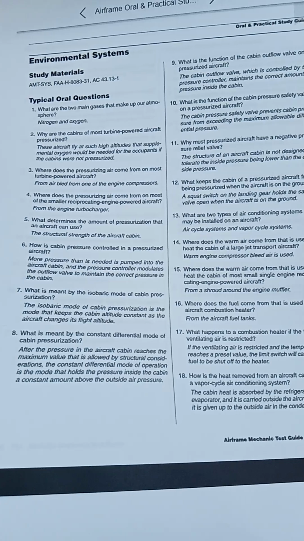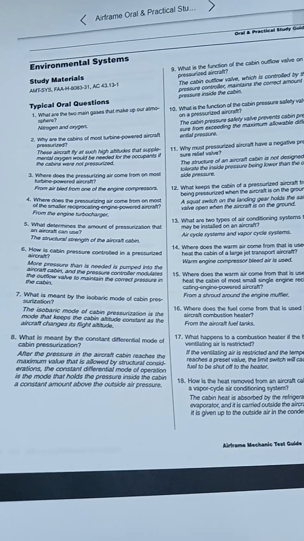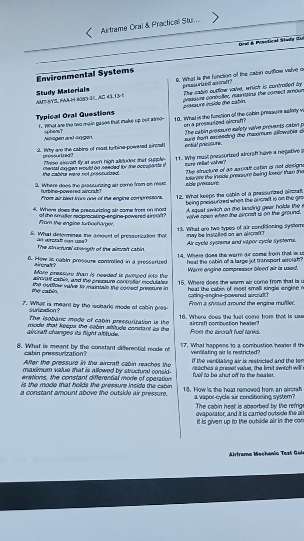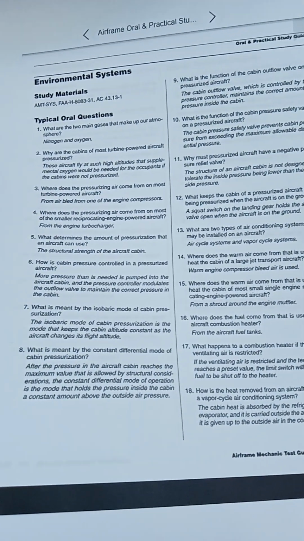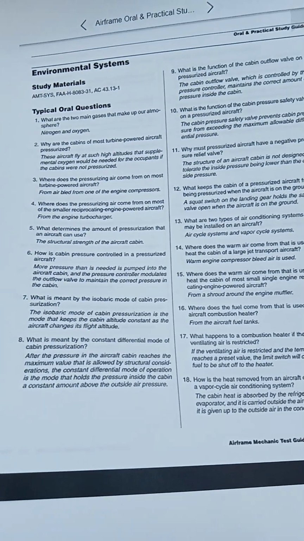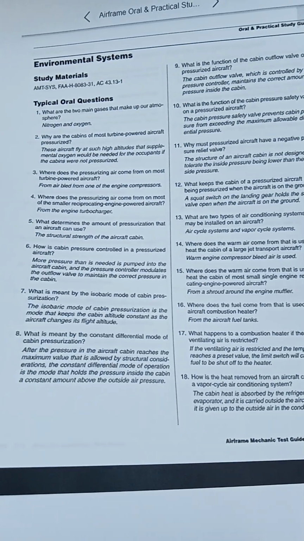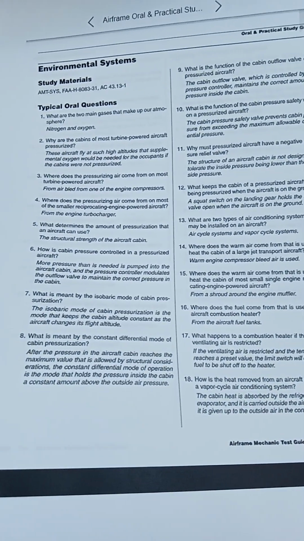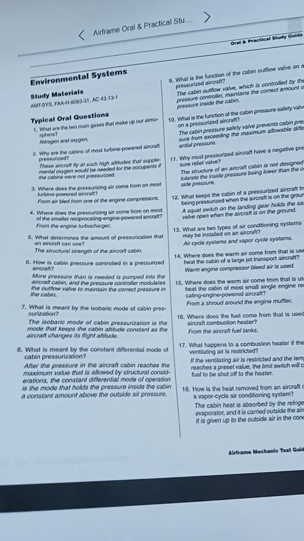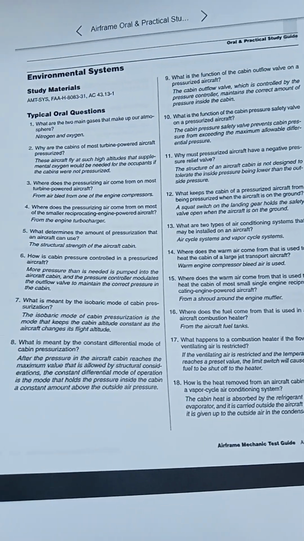More pressure than is needed is pumped into the aircraft cabin, and the pressure controller modulates the outflow valve to maintain the correct pressure in the cabin. What is meant by isobaric mode of cabin pressurization? The isobaric mode of cabin pressurization is the mode that keeps the cabin altitude constant as the aircraft changes its flight altitude. What is meant by the constant differential mode of cabin pressurization?